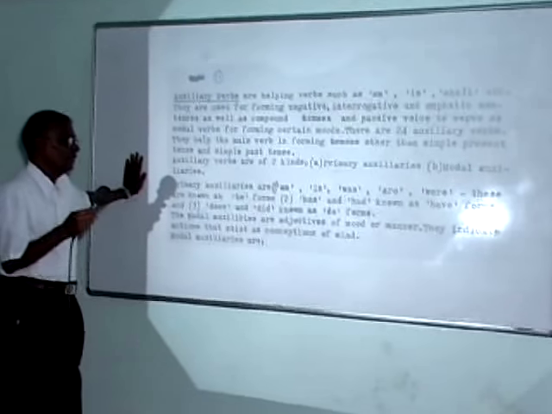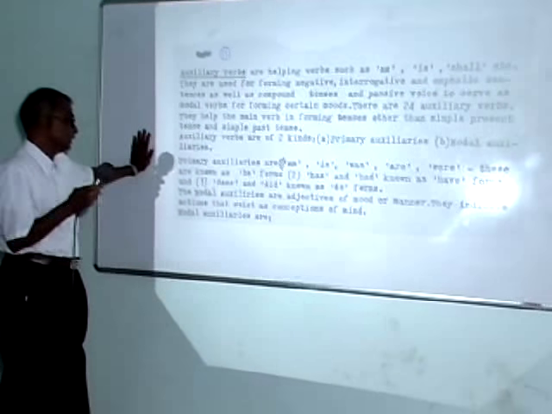Auxiliary verbs are helping verbs such as am, is, shall, etc. They are used for forming negative, interrogative, and emphatic sentences, as well as compound tenses and passive voice, and to serve as modal verbs performing certain moves. There are 24 auxiliary verbs. They help the main verb in forming tenses other than simple present tense and simple past tense. Auxiliary verbs are of two kinds: primary auxiliaries and modal auxiliaries.